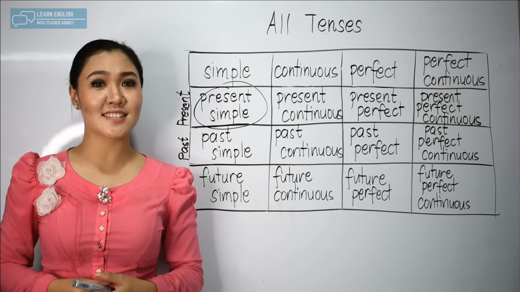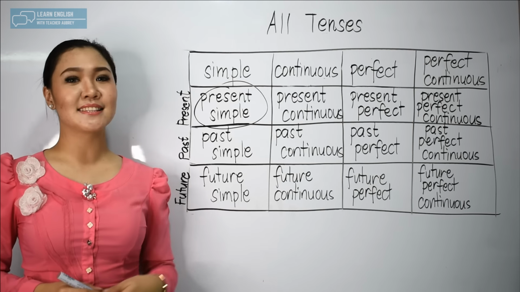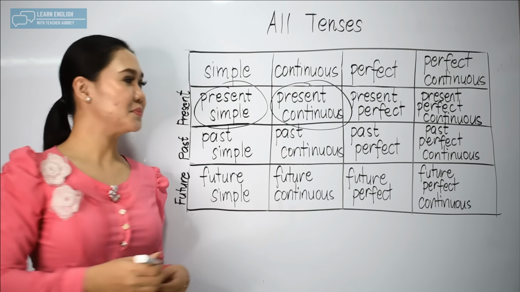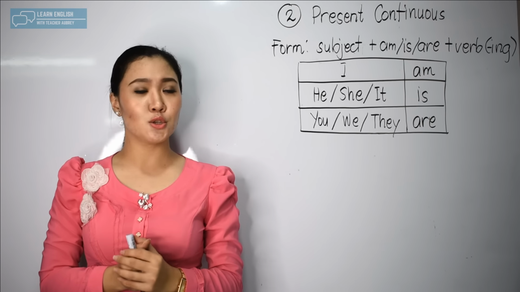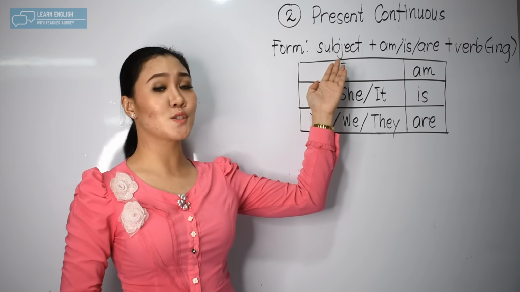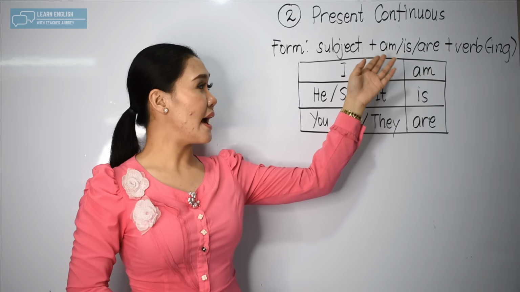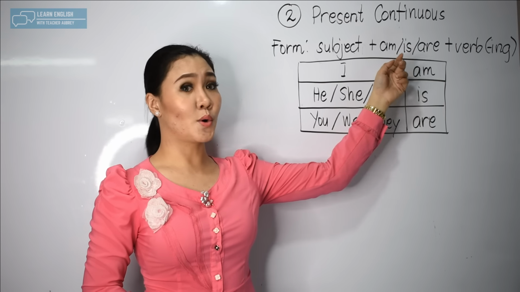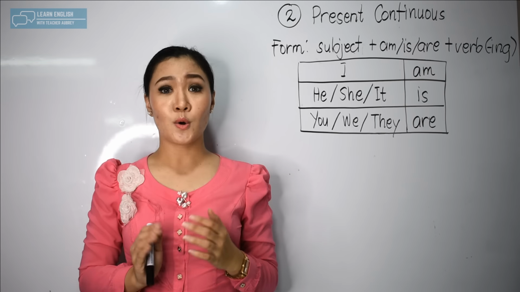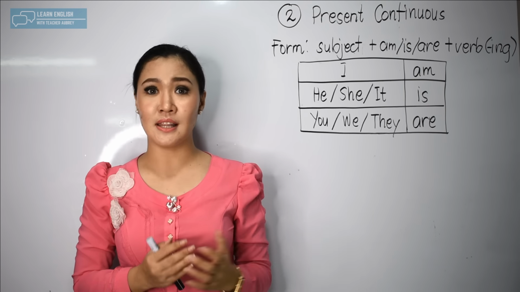Next, let us discuss the present continuous. For the present continuous, ang form na sinusunod natin, firstly, dapat mayroon tayong subject, then am, is, or are, plus the ing form of the verb, or the verb with the ing at the last part.